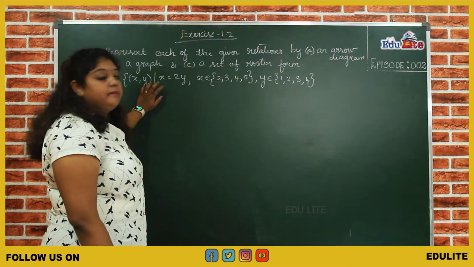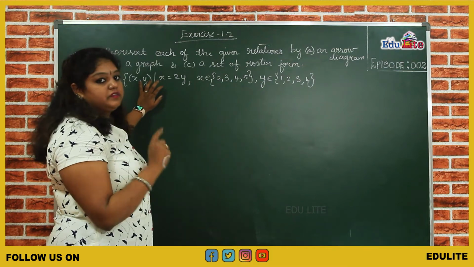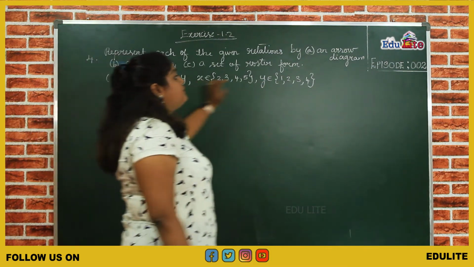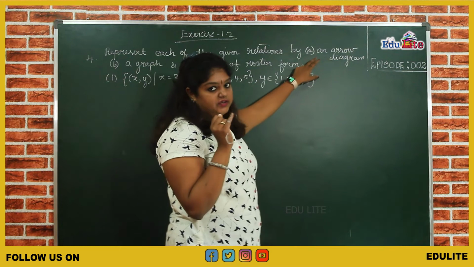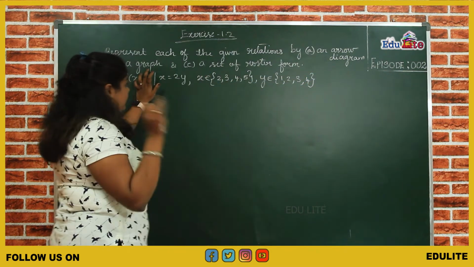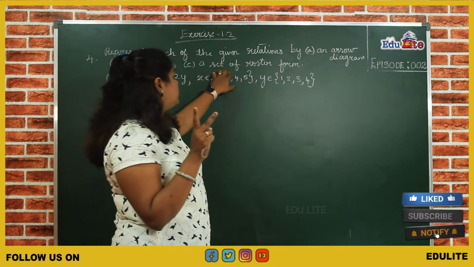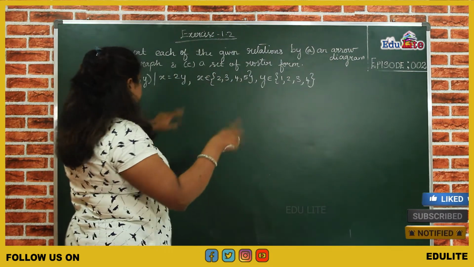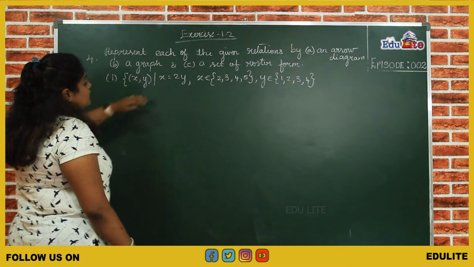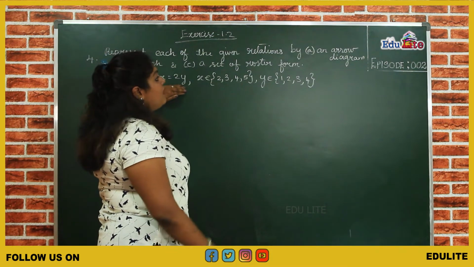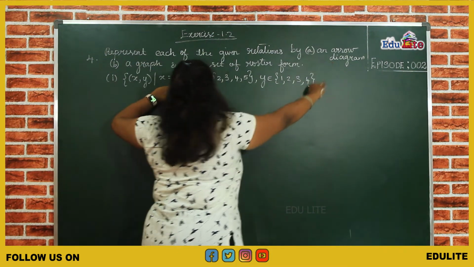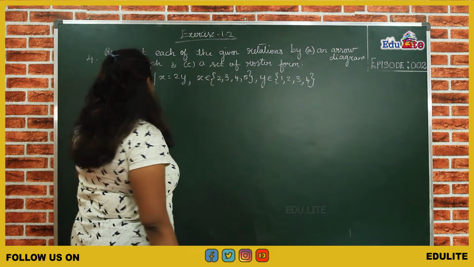In the fourth problem, we have to represent the relation of the equation in three formats. First, we have to represent the relation in an arrow diagram and by a graph, and we have to write it in roster form also. We are given two subdivisions. First we will solve this subdivision, then we will move on to the second one. So for this set builder form, we have to draw an arrow diagram, graph and a roster form.